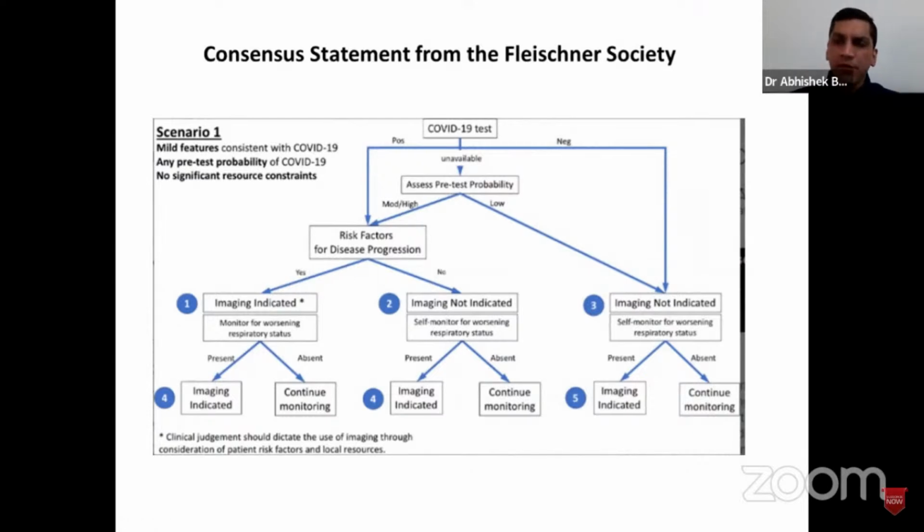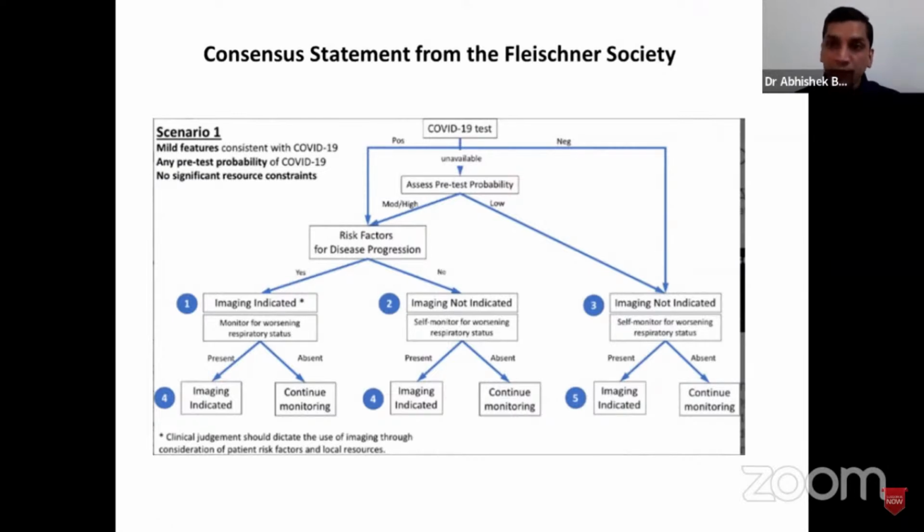So we should not be going for imaging for a mild case with a low pre-test probability. Once imaging is indicated, we have to monitor for worsening of respiratory symptoms, and if there is worsening, again imaging is indicated. So it is very clear when imaging should be indicated: whenever the pre-test probability is high, there are risk factors for disease progression, and there is worsening of respiratory status. However, when there are no risk factors for disease progression, imaging may not be indicated. We ask these patients to monitor for worsening of respiratory status, and if there is worsening, then again imaging is indicated. Finally, imaging is not indicated in patients who have a low pre-test probability, but you have to monitor these patients continuously, and whenever you see any signs of worsening respiratory symptoms, imaging does play a role.